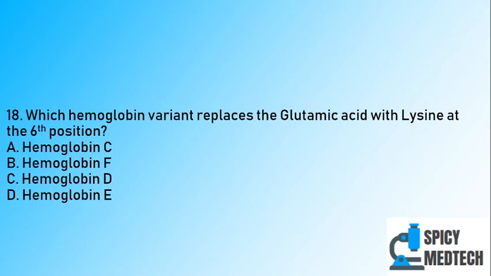Number 18. Which hemoglobin variant replaces the glutamic acid with lysine at the 6th position? A. Hemoglobin C, B. Hemoglobin F, C. Hemoglobin D, or D. Hemoglobin E. So the answer for number 18 is letter A, hemoglobin C.